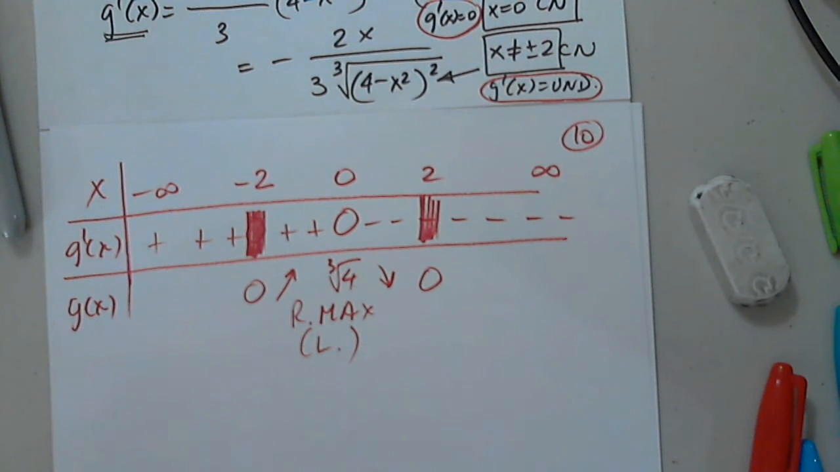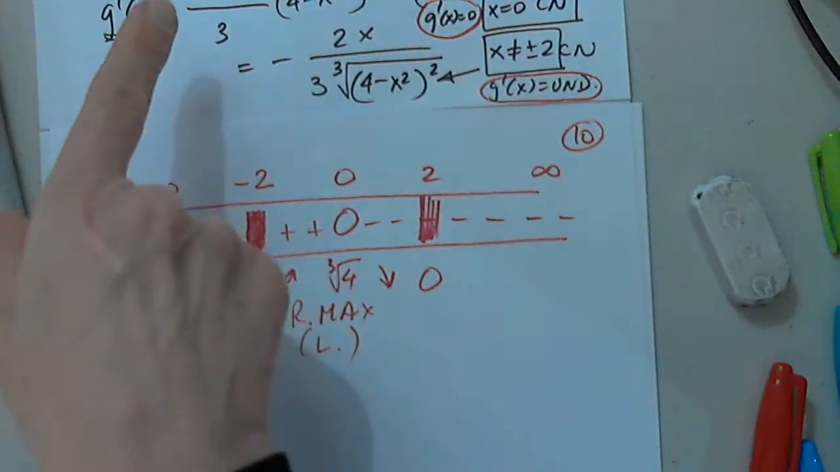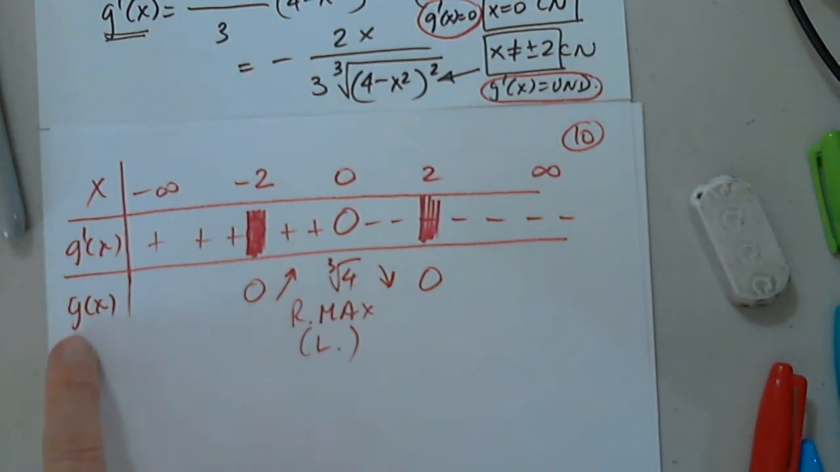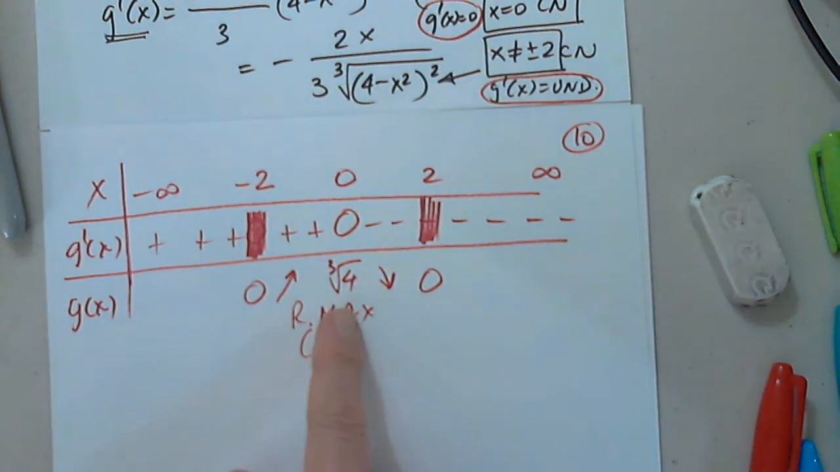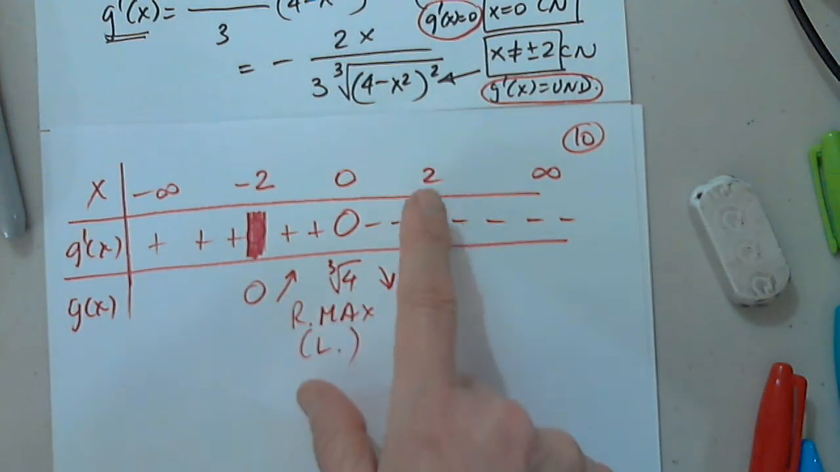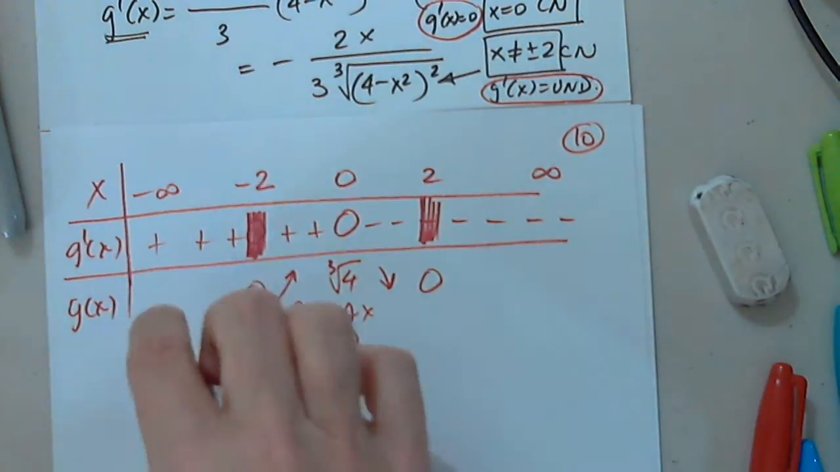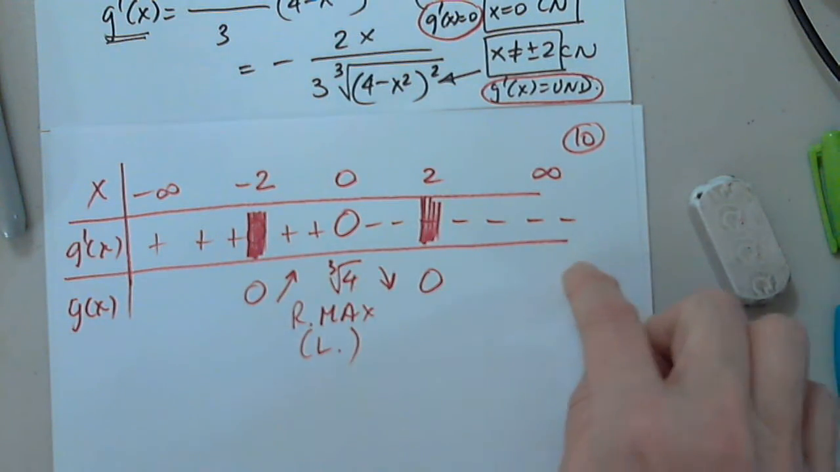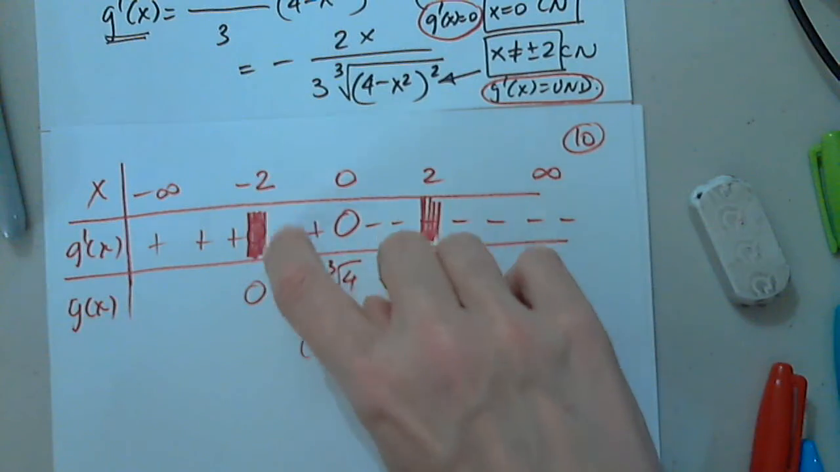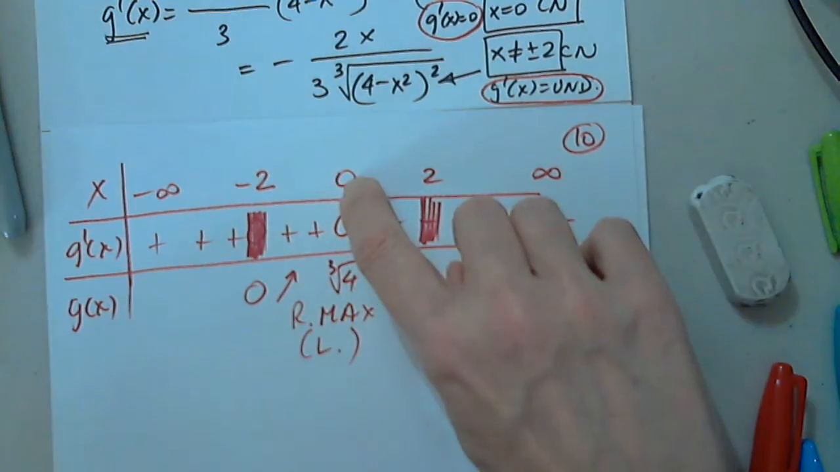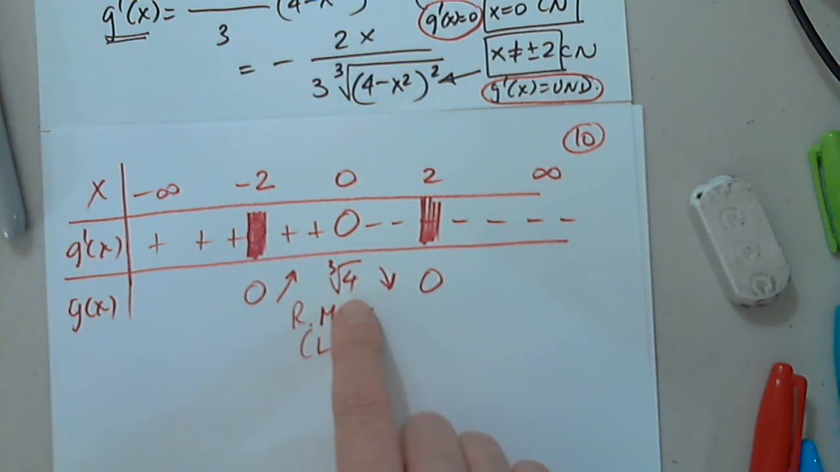How did you get the cube root of 4? I have to plug in negative 2 in here and get the function value at negative 2. I have to plug in 0 and get the function value at 0. And I have to plug in 2, because without these values, I will not be able to eventually graph. See, when x is negative 2, the function is 0. When x is 0, the function is this.